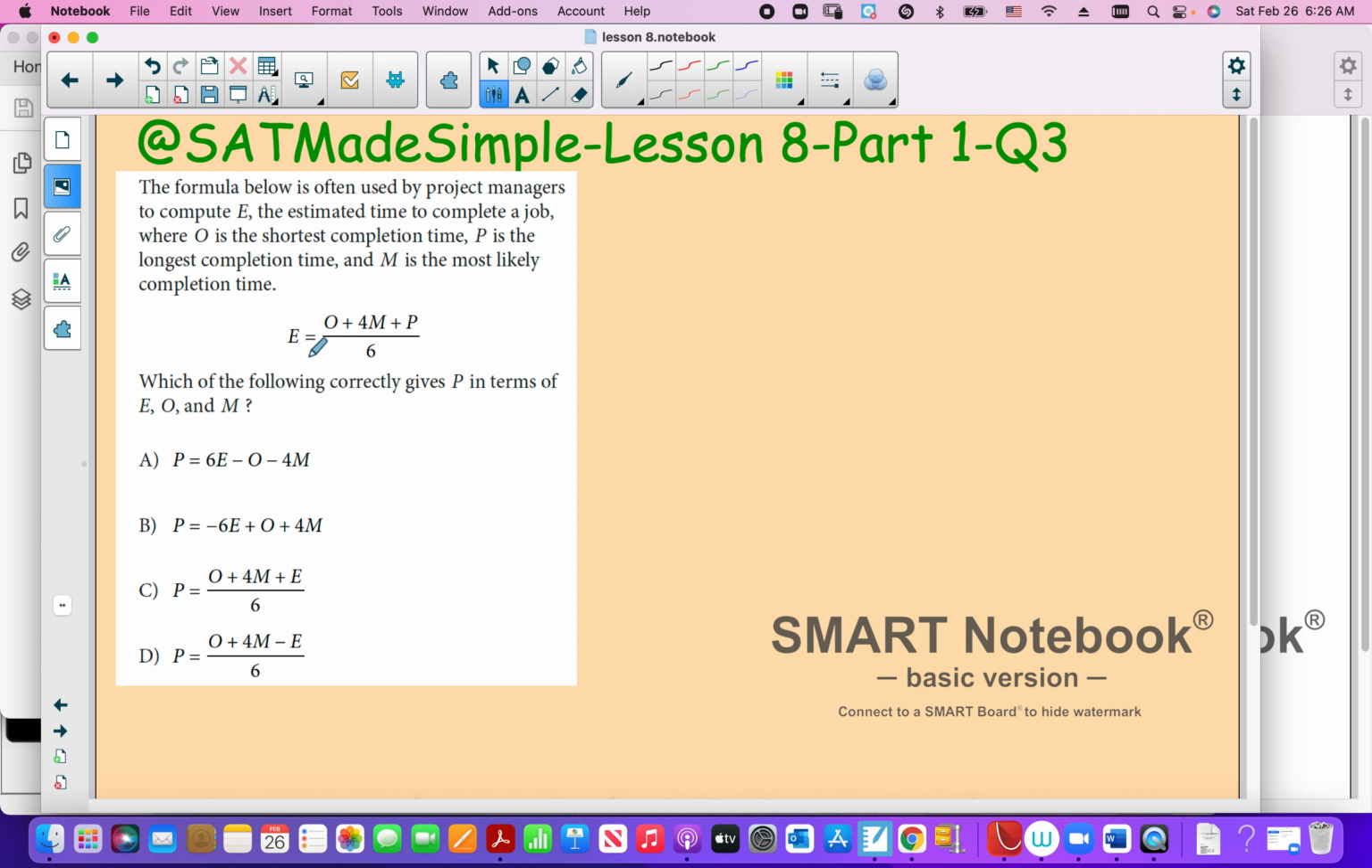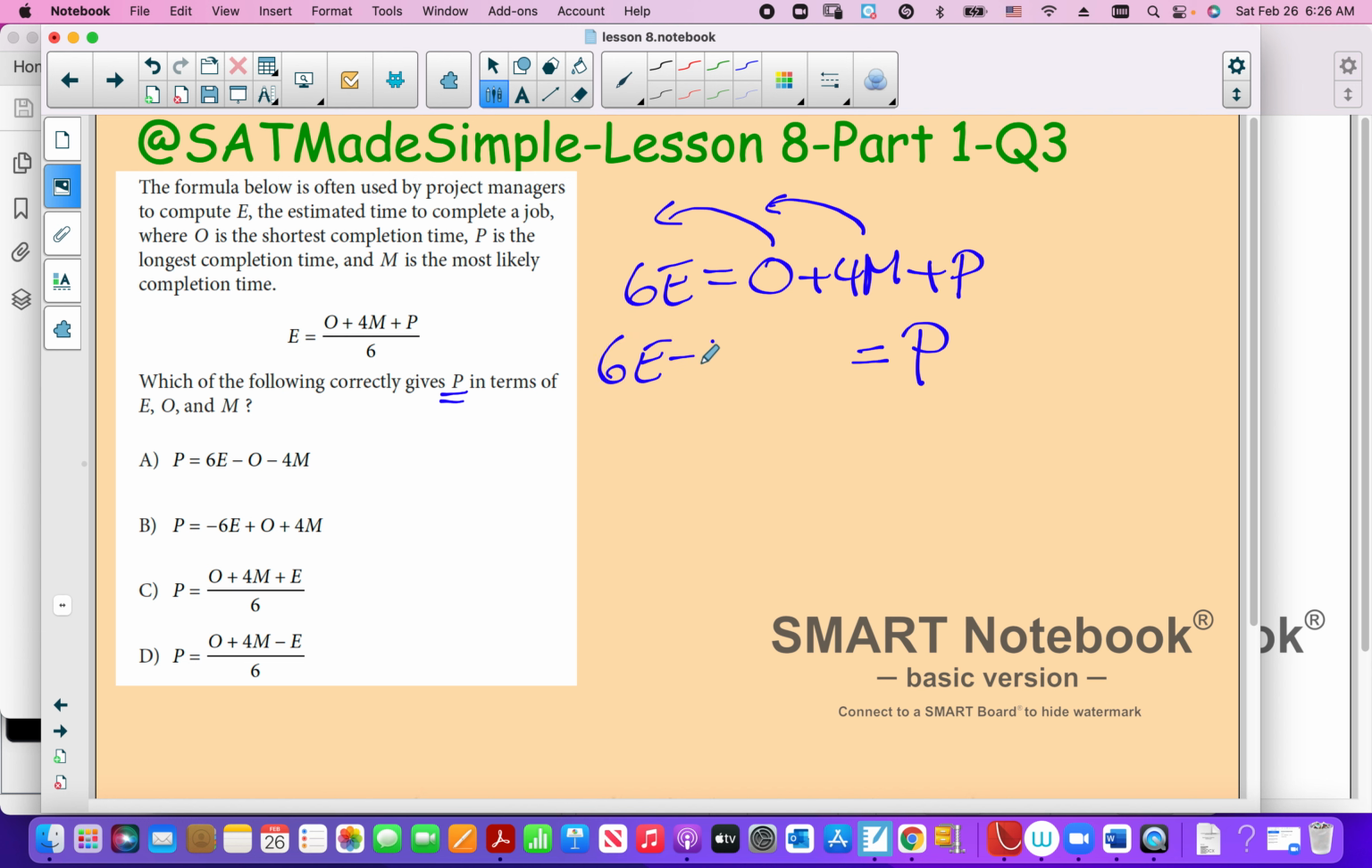Given an equation and we want to make P the subject. To do that, cross multiply: 6e is equal to O plus 4m plus P. Move these to the other side to make P on the right hand side only. That will give me 6e minus O minus 4m. A is my correct answer.